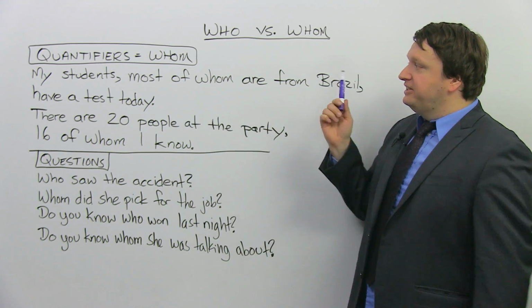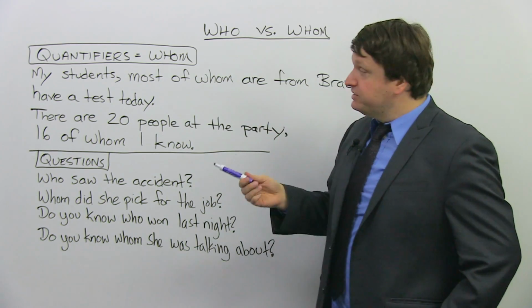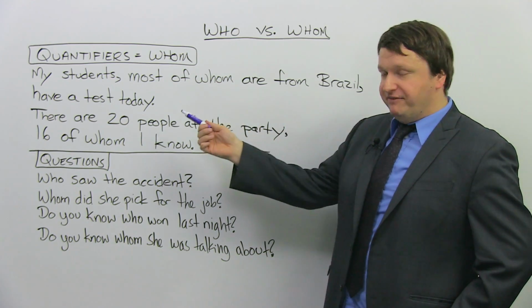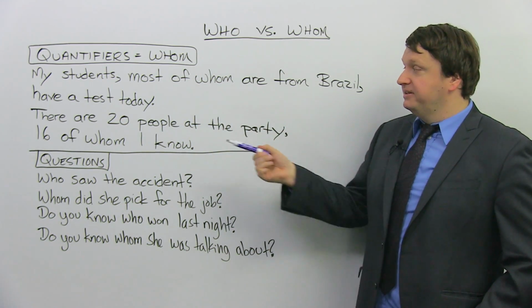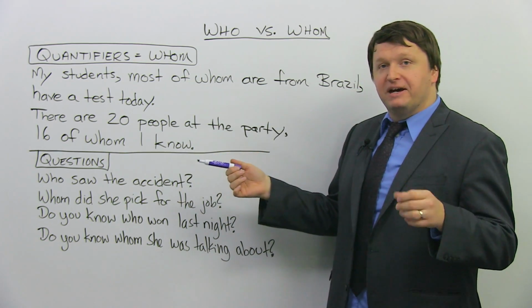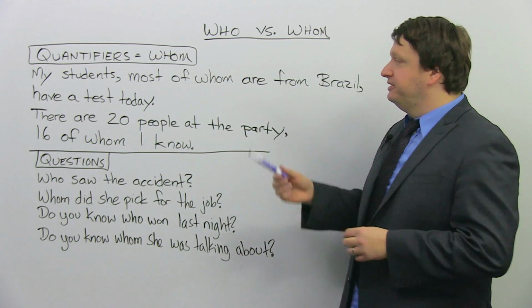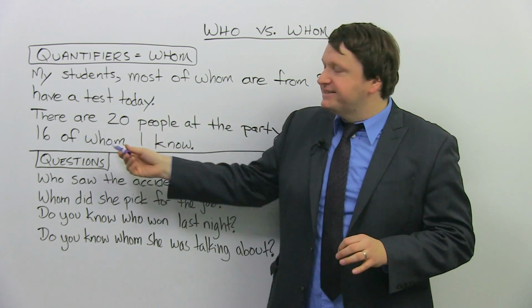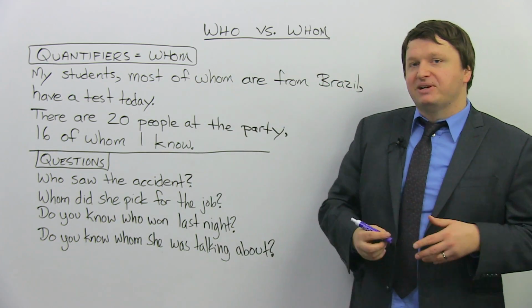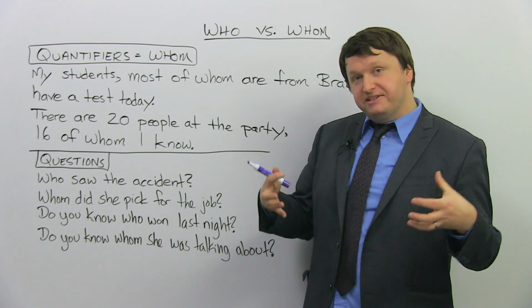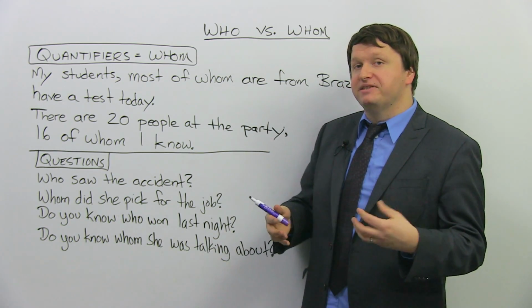So, here I have two sentences. First, my students, most of whom are from Brazil, have a test today. Next, there are 20 people at the party, 16 of whom I know. Now, here, most of whom are from Brazil, 16 of whom I know, these are actually adjective clauses that include quantifiers in them, an expression of quantity.